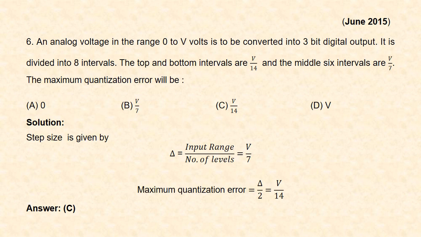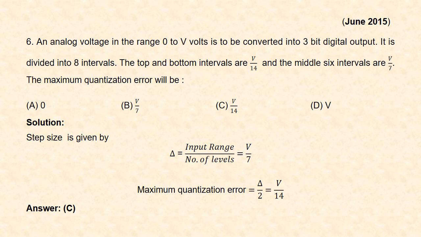Next question. This question was asked in June 2015. An analog voltage in the range of 0 to V volts is to be converted into a 3-bit digital output. It is divided into 8 intervals. The top and bottom intervals are V by 14 and the middle 6 intervals are V by 7. The maximum quantization error will be?